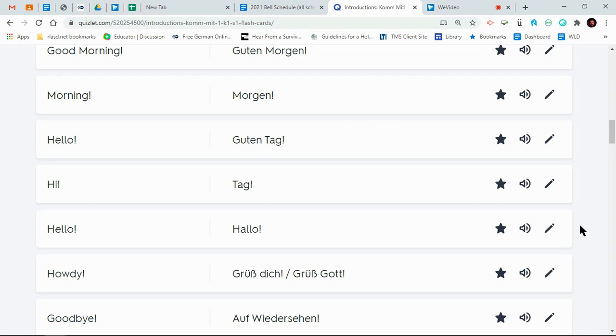Okay, now the next one I've written as howdy, only to indicate that these two are maybe a little bit less common. Grüß dich is definitely informal. And again, not quite as common as some of the other ones. The other phrase here is Grüß Gott. And that is a colloquial phrase for hello. So it's used only in certain areas of Germany or German-speaking countries.